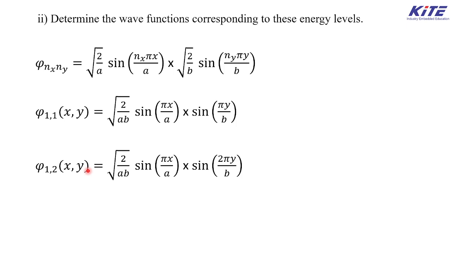So here we can write like this, psi of 1 comma 2, which is the first order, second order. Psi of 1 comma 2 is equal to root 2 by ab, sine, here x value is 1, so pi x by a, into sine, y value is 2, so 2 pi y by b.